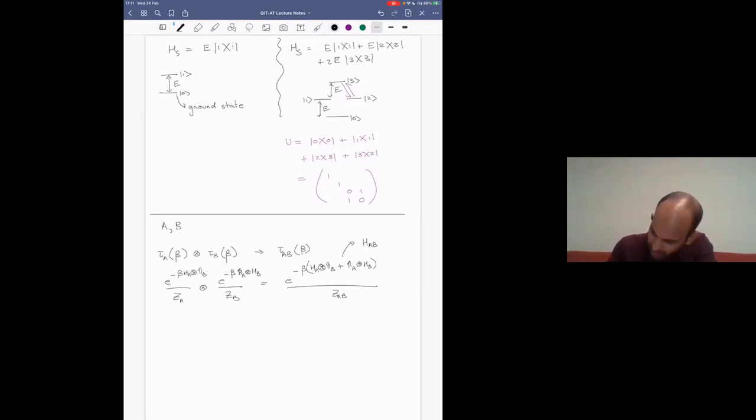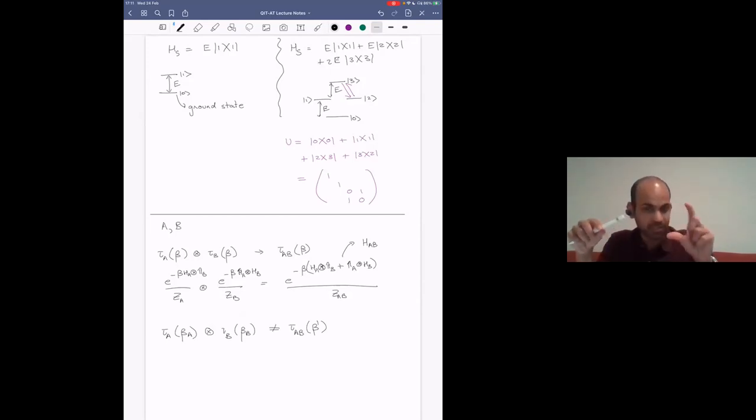But the interesting part happens when I take a thermal state of A at some temperature and a thermal state of B at a different temperature. This is not equal to a thermal state of AB at some beta prime in general. So it's not the case that if I take two thermal states, it looks like the thermal state of something, let's say, in between. What I will find, and this is where the composition of virtual qubits comes into play, is that when I look at the joint state and I look at particular subspaces, I can find temperatures that are way outside the range of beta A and beta B. They need not be between beta A and beta B.